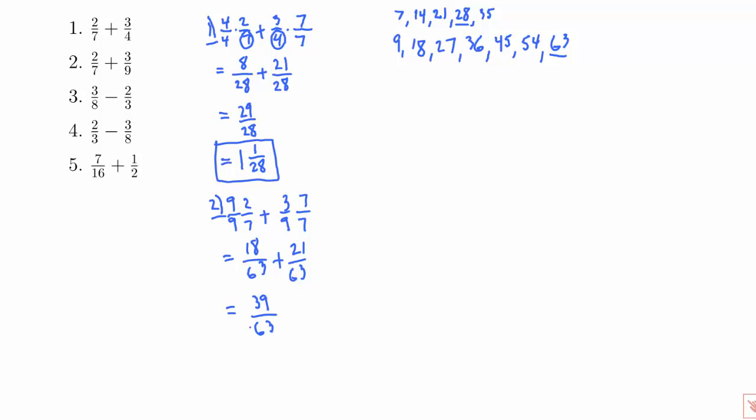So I'm going to divide by 3 in both the numerator and denominator. 39 divided by 3 is 13. And 63 divided by 3 is 21. Then look at 13 and 21. Do they share a common factor? And the answer is no.